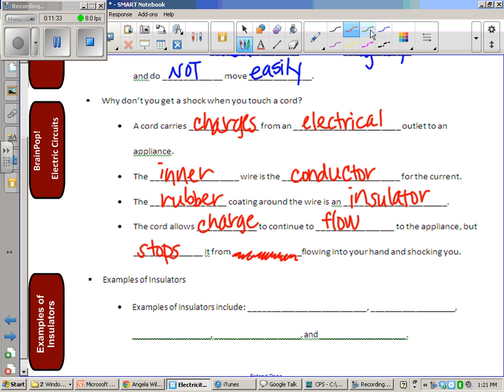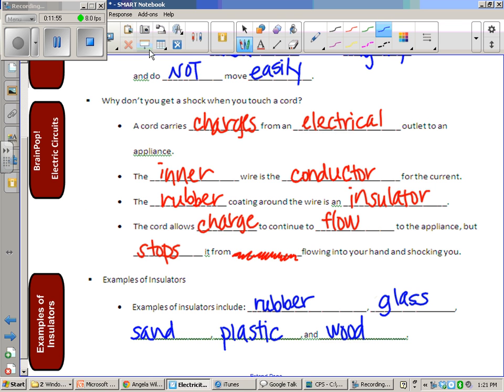Okay, so what are some examples of some good insulators? That would include rubber, glass, sand, plastic, and wood. Okay, so those all are examples of insulators where the charges do not go through very easily at all.